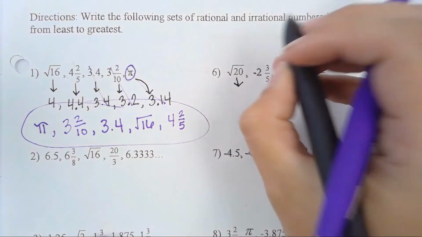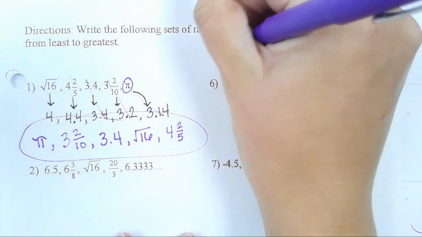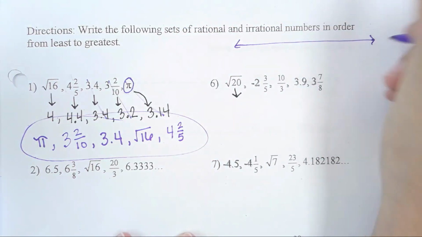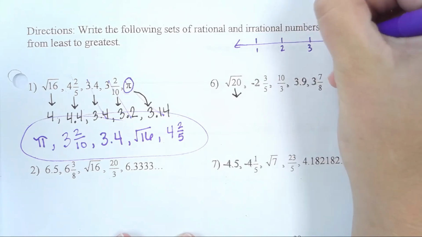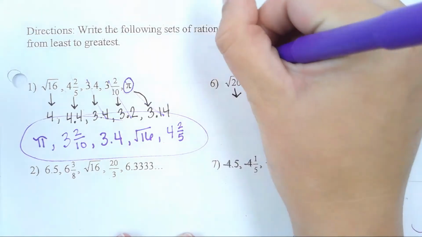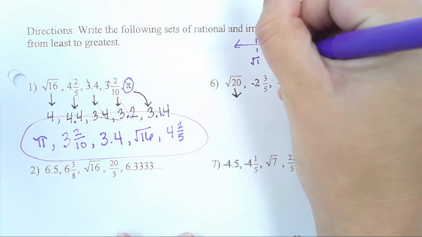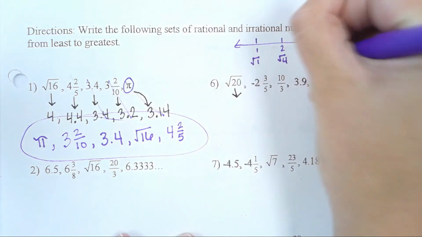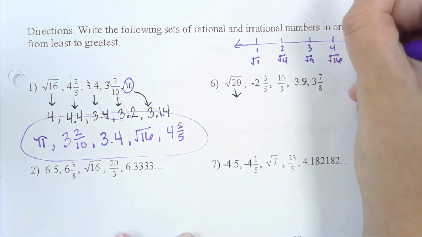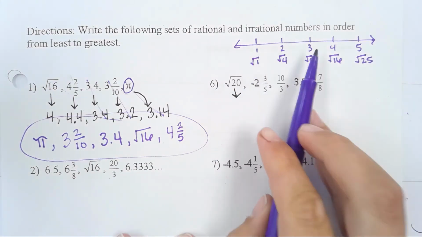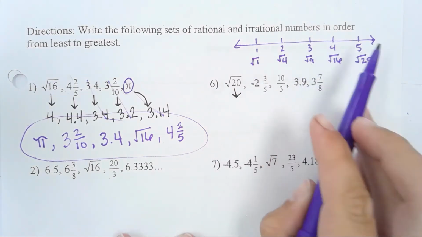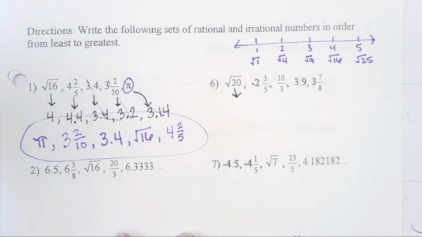So if you guys remember our number line, we have 1, 2, 3, 4, 5. And if I were to write their perfect squares above, 1 times 1 is 1, 2 times 2 is 4, 3 times 3 is 9, 4 times 4 is 16, and 5 times 5 is 25.